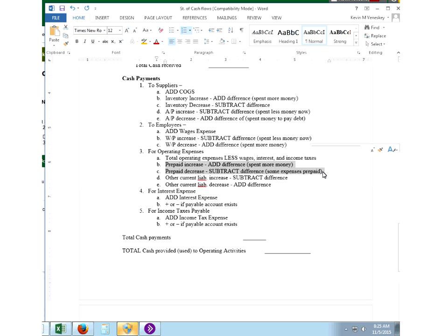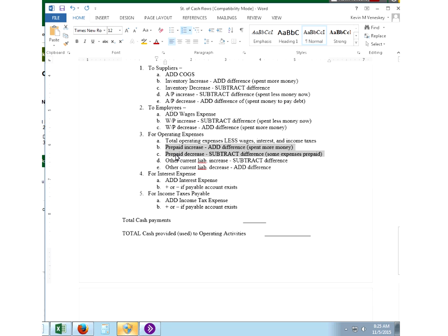And then I need to look at, one, this asset account. Did I spend more money on buying prepaid things? So if my prepaids went up, that means I paid more money. So I'm going to need to add that money into my operating expenses for cash payments.